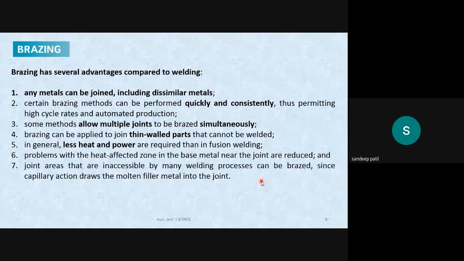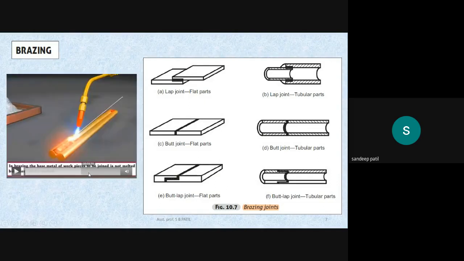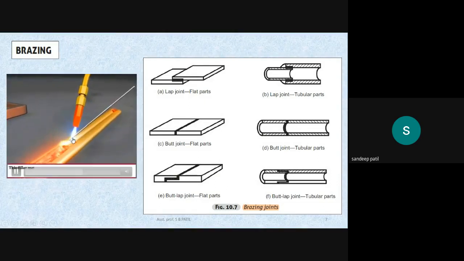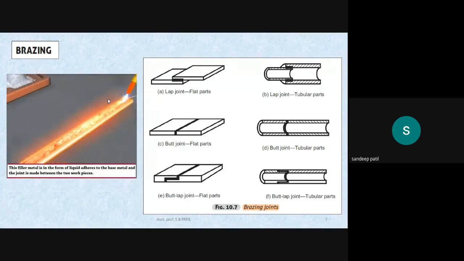This is since capillary action draws the molten filler metal into the joint. If you observe in this video, there is capillary action: you can see the filler metal is melted and it goes into that part, and due to capillary action it comes out. So brazing can be done on complex geometries where welding cannot be done.